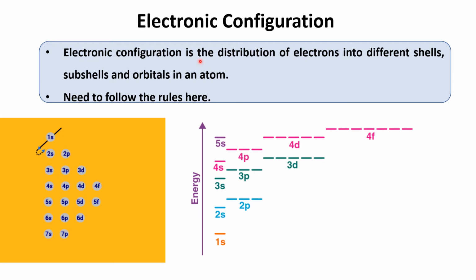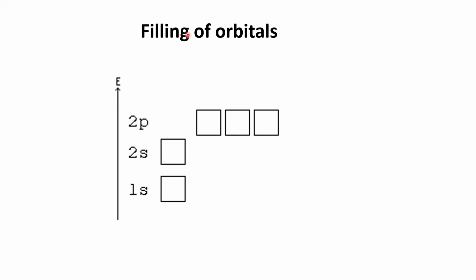So why do we use this in electron configuration? Let's see that. Whenever we start filling these orbitals with electrons, we first fill the 1s, then 2s and then 2p. So we start filling the orbitals according to their energies. The one which has the lowest energy is filled first, and then the higher energy orbitals are filled after that.